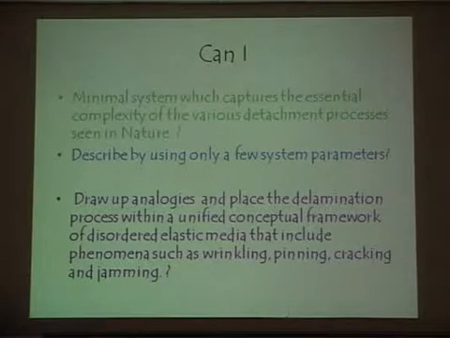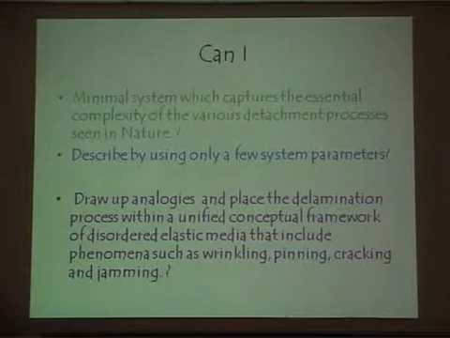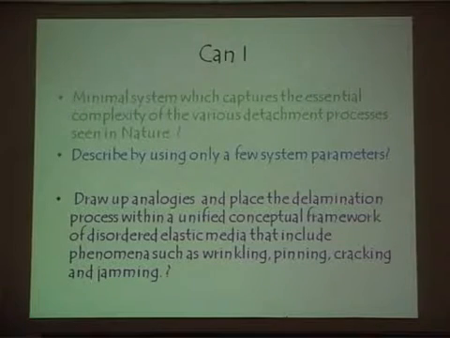And the observable parameter comes out straight away. There is one nice thing about desorption and delamination: the observable parameter is the length scale. And that we know. We can just see it, and that's the length scale at which the system fails.